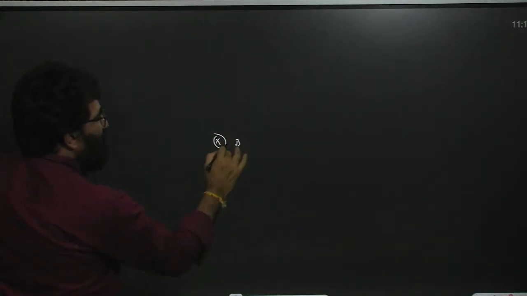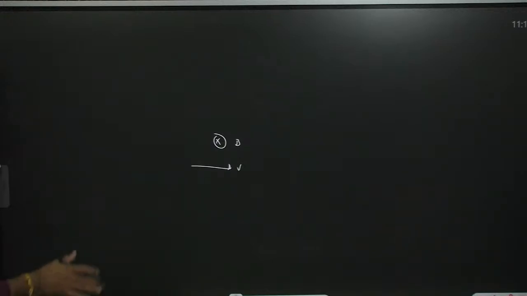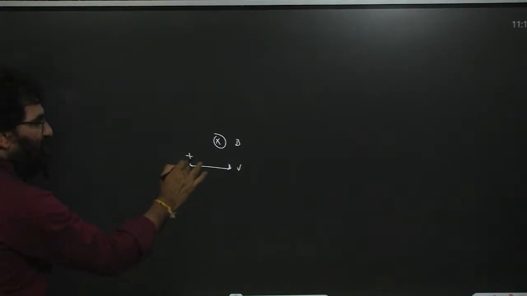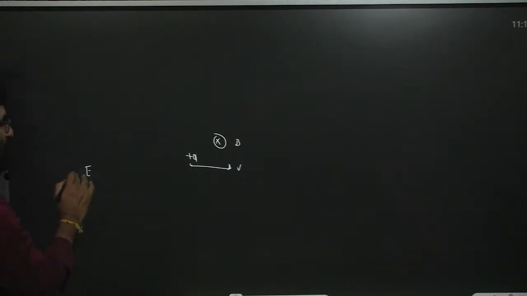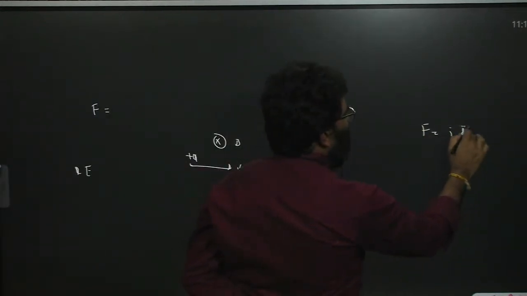Next, force on a moving charge in an external magnetic field. Suppose the magnetic field is into the plane. When we project a charge with speed v, what happens? Whenever an electron or a positive charge is moving, it will experience a force. We have two types of forces. One is the electrostatic force, that is Q into E. The next is the magnetic force. The force on a current carrying conductor is I dl bar cross B bar.